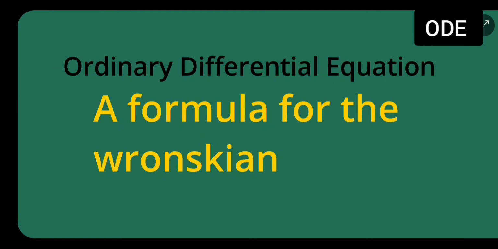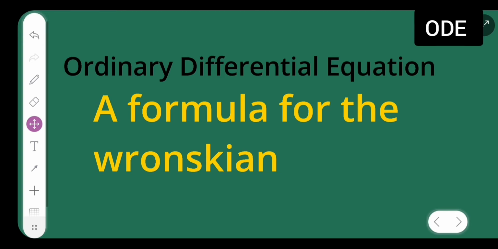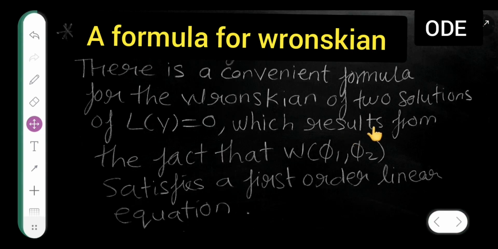Ordinary differential equation, I am going to teach you all a formula for the Wronskian. Okay, let me start. Now, a formula for the Wronskian. Okay, there is a convenient formula for the Wronskian of two solutions of L of y equal to 0, which results from the fact that W of phi1 comma phi2, this is a Wronskian, satisfies the first order linear equation.